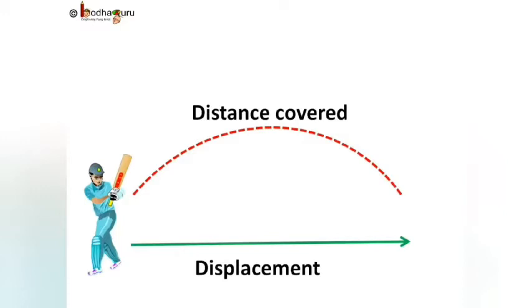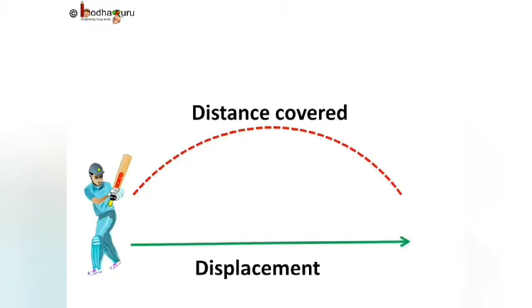Distance is the length of the path traveled by the object, in this case the measure of the curve. Whereas displacement is the measure of the shortest path between the bat and where the ball lands, that is, the measure of the green straight line between the batsman and where the ball lands. The batsman is concerned with how far it goes, so the batsman is concerned about the displacement. However, the distance traveled by the ball is more than the displacement. So distance and displacement are not the same thing.